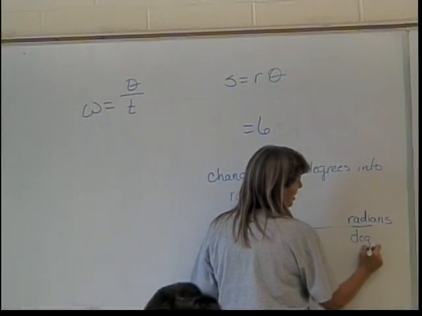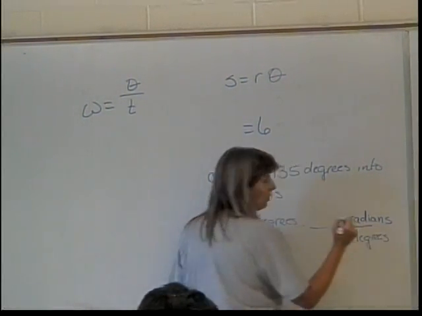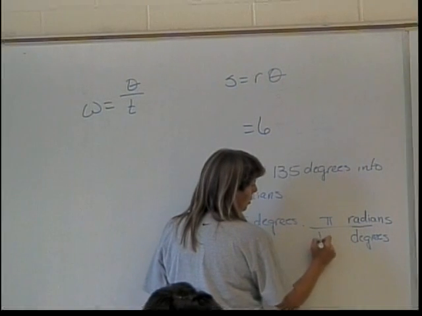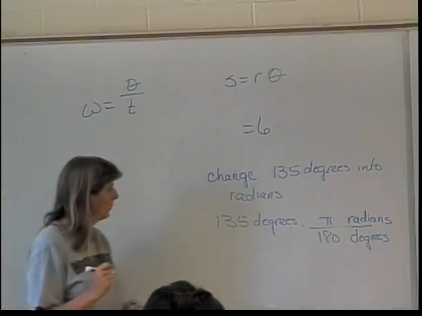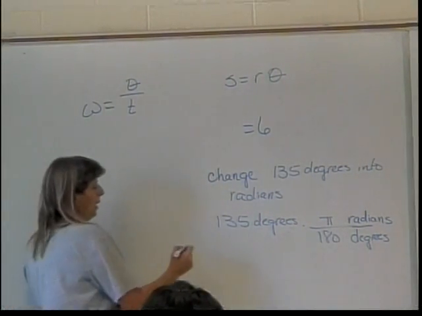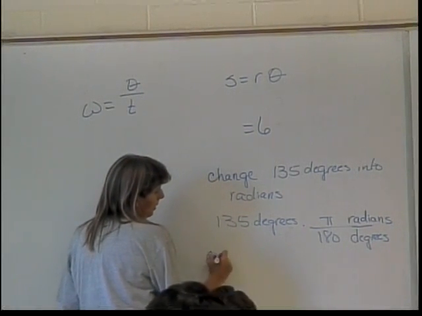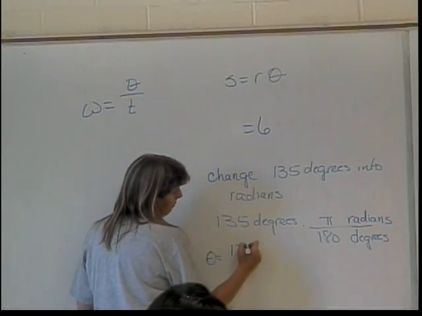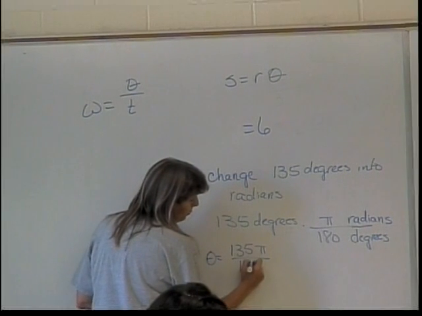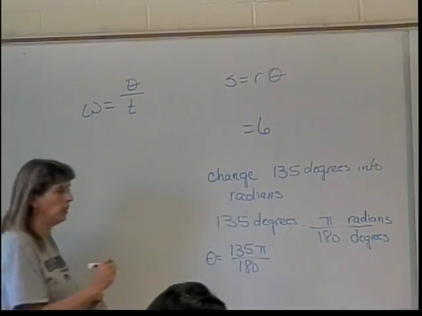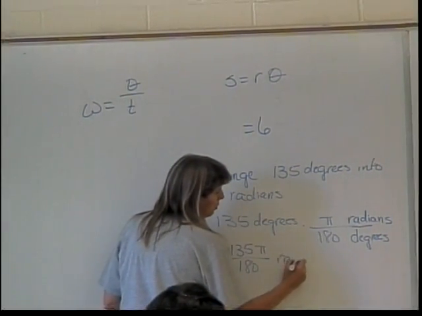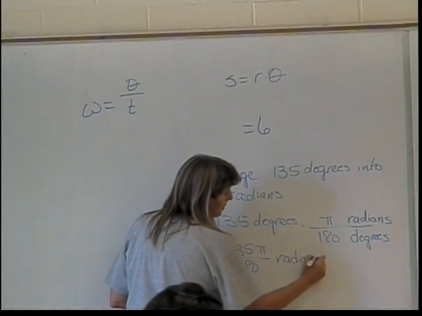In this class we did that pi was equal to 180, is that right? Yeah. So it would be pi radians over 180 degrees. So when I multiply it together, I get that my angle measure is 135 pi over 180, which you can simplify if you really want, but you don't have to, and that's in radians.